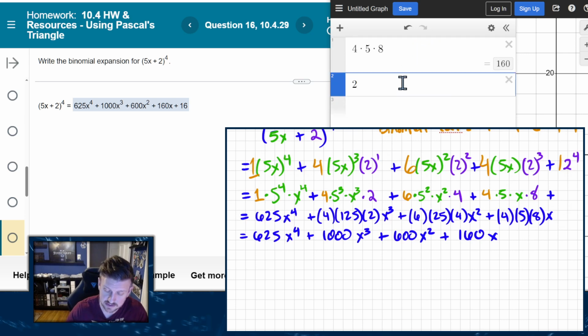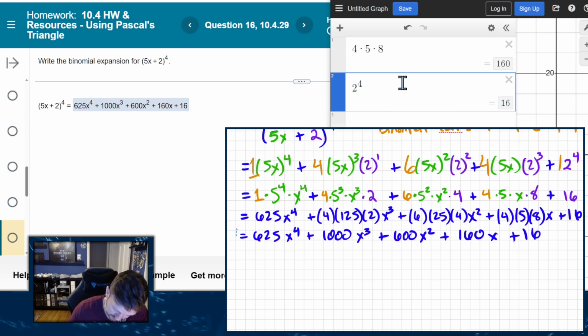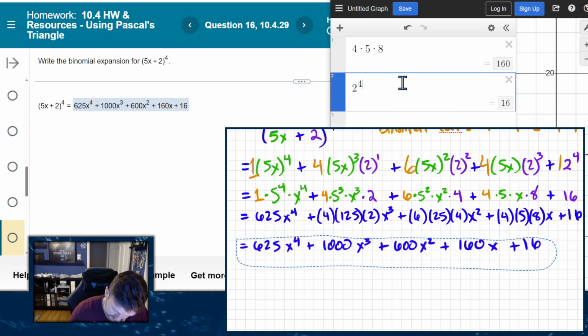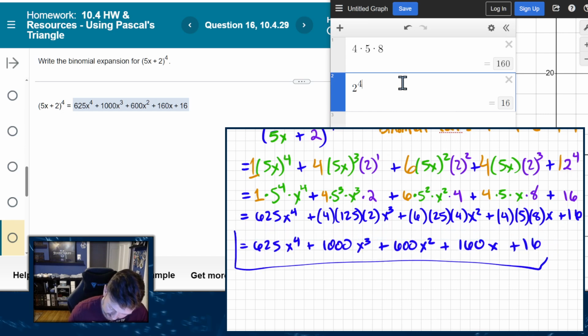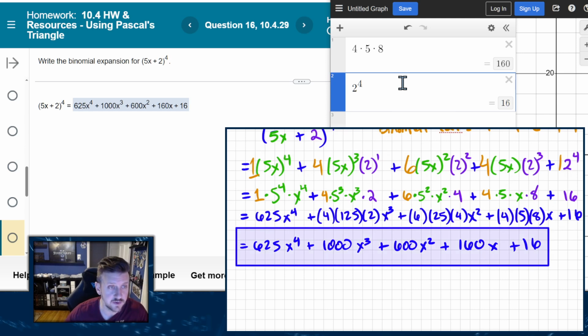2 to the 4th is 16. So we end up with 16 here. I guess I should color that in the purple. Let me carry my 16 down. And there we have it. Let me double check it with the answer on the board. Make sure I didn't make an oopsie. 625x to the 4th plus 1000x cubed plus 600x squared plus 160x plus 16.